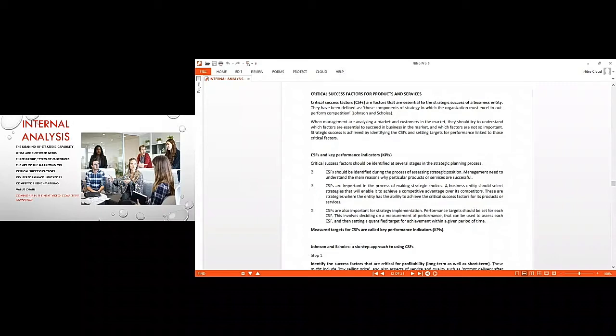So, key performance indicators. Basically, when we are talking about key performance indicators, we are talking about critical success factors. The difference is that critical success factors are a bit subjective, but key performance indicators are objective. What do I mean? Critical success factors may not be measurable. Measurability is involved in key performance indicators. KPIs must be measurable.